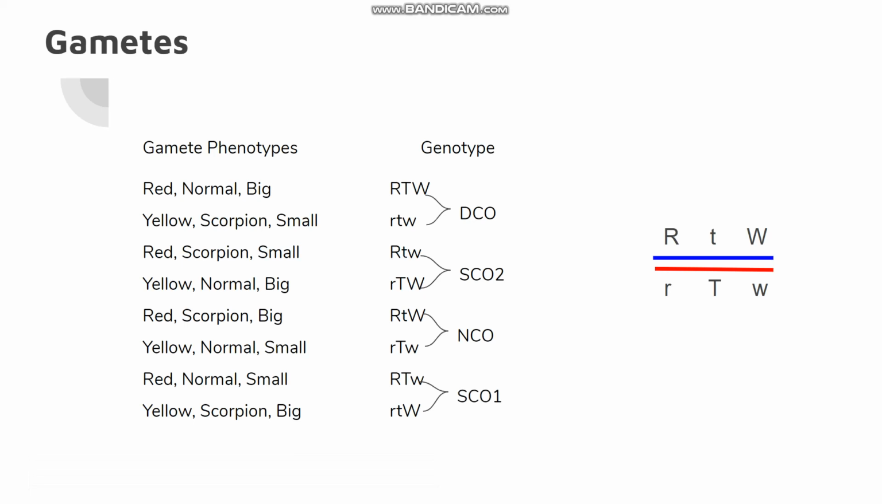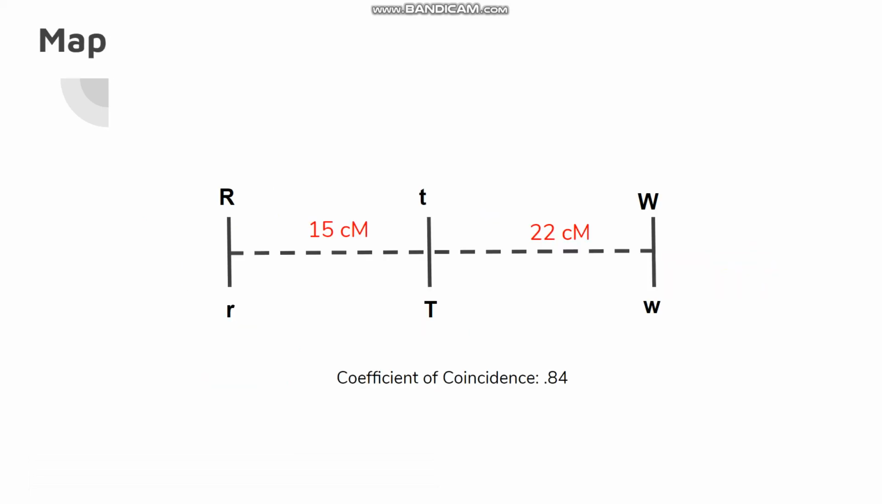We know that the map would look like this, where the R and T alleles are 15 centimorgans apart and the T and W alleles are 22 centimorgans apart. The coefficient of coincidence is given as 0.84. With this, we can find the probabilities of each of the events occurring.